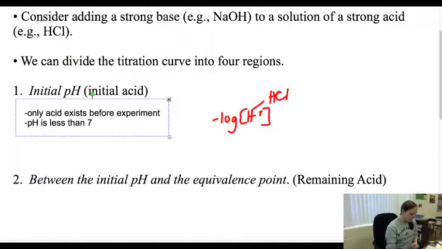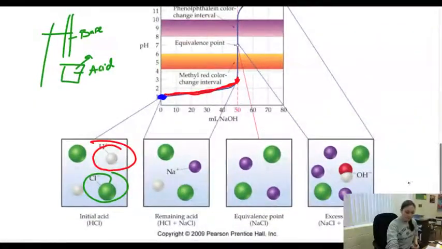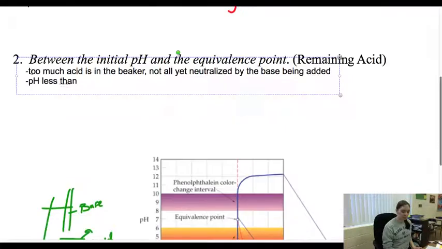Now, between the initial pH and my equivalence point, here's where I'm going to have too much acid in the beaker, and it's not yet all neutralized by the base that I'm adding. My pH is still going to be less than 7. So if you're in between the equivalence point and my initial point, this is that red line here, okay? Notice how it's increasing in pH because I'm going to get more and more basic, but I'm not basic yet or even neutral, okay? So this is going to be this section here, this second box. You have some acid and also some base, or some Na, okay? So I have too much acid. My pH is still going to be less than 7.